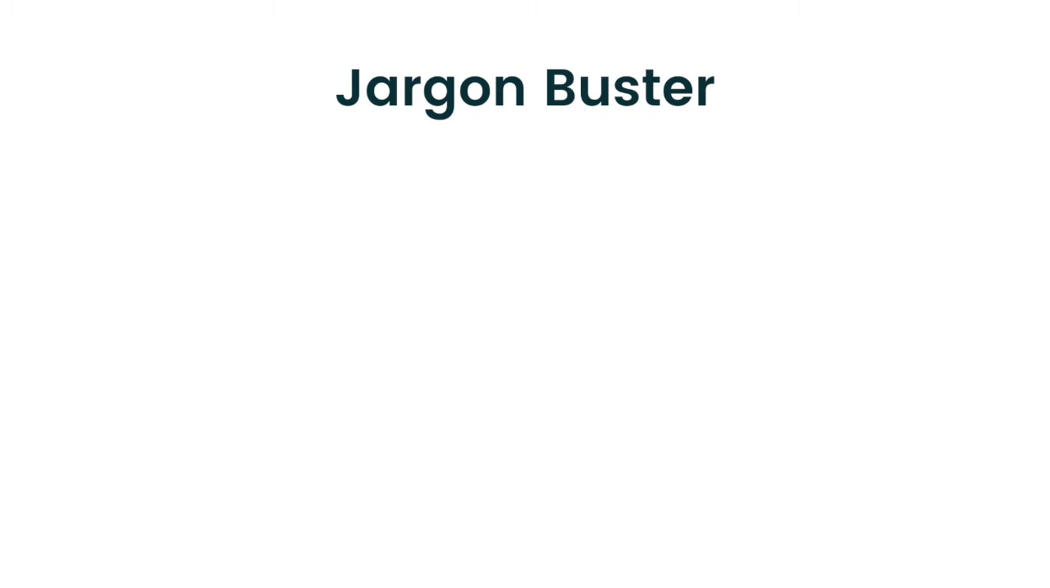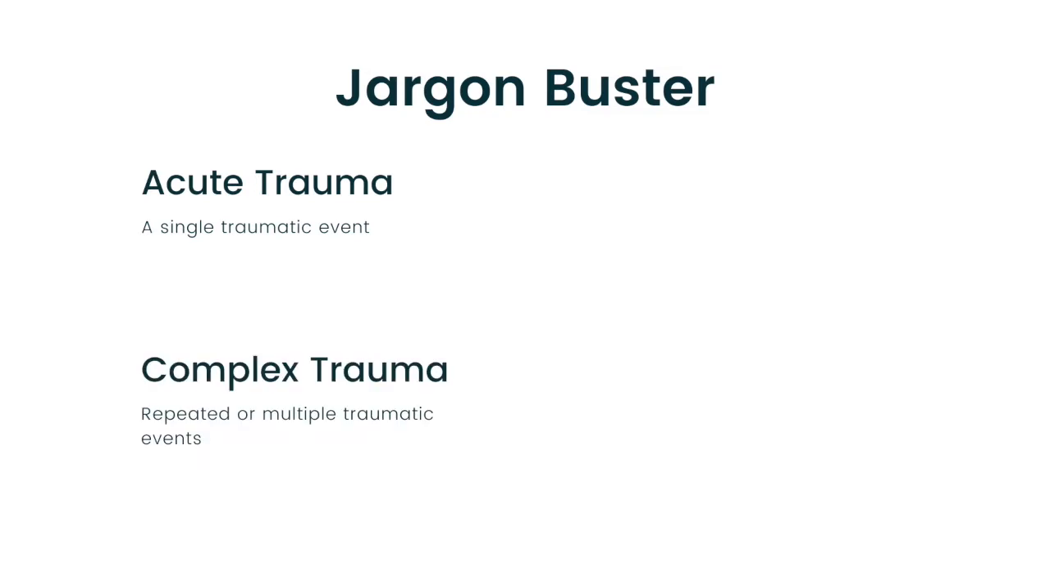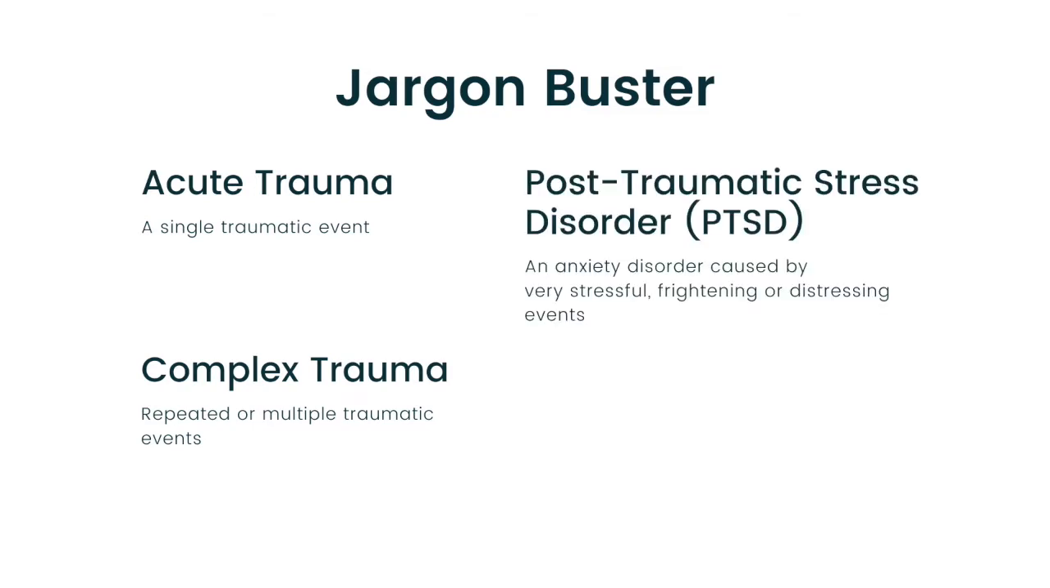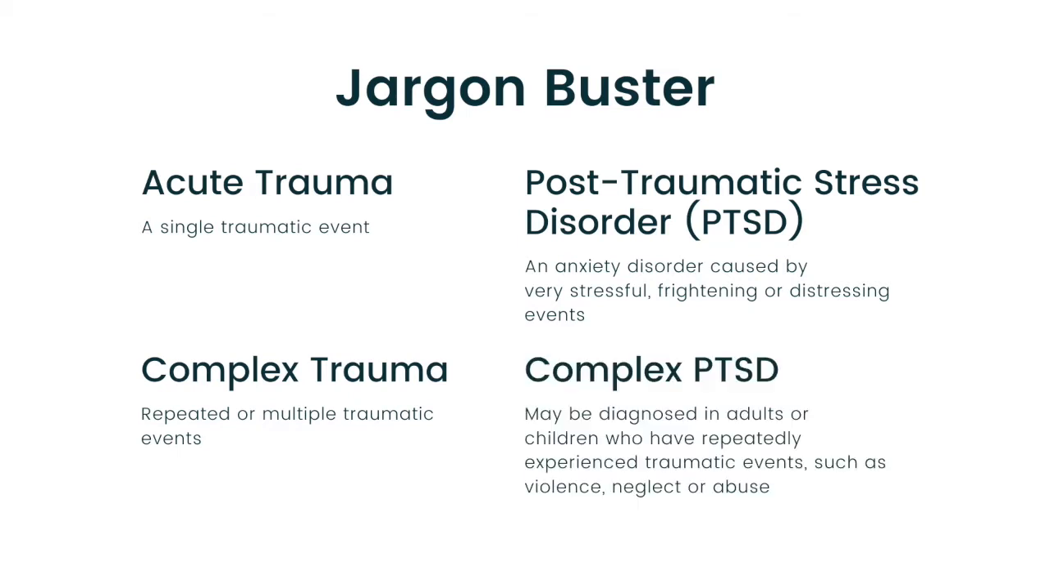You may have heard people use different terms to talk about trauma. These definitions are broadly agreed upon. Acute trauma, a single traumatic event. Complex trauma, exposure to varied and complex traumatic events, often of an invasive interpersonal nature. Post-traumatic stress disorder, often called PTSD, an anxiety disorder caused by a very stressful, frightening, or distressing event. Complex PTSD may be diagnosed in adults or children who have repeatedly experienced traumatic events such as violence, neglect, or abuse.